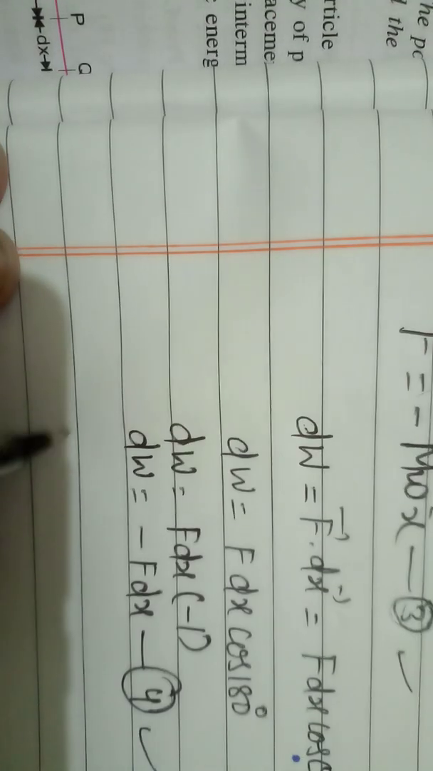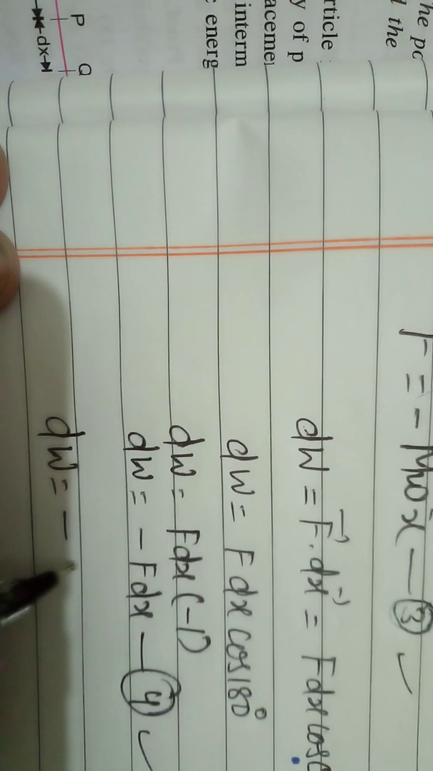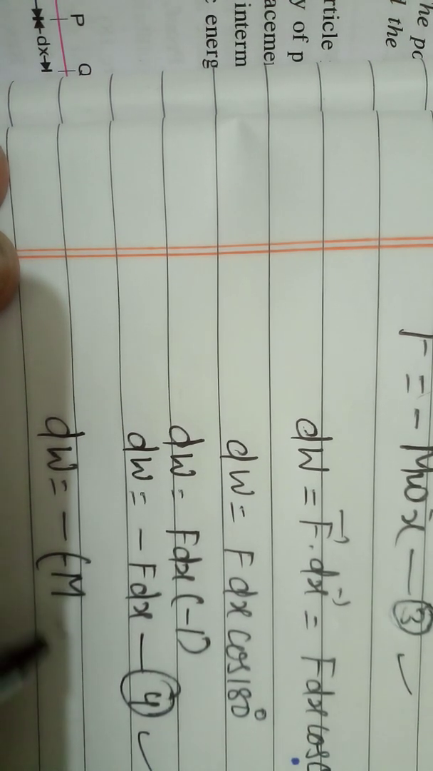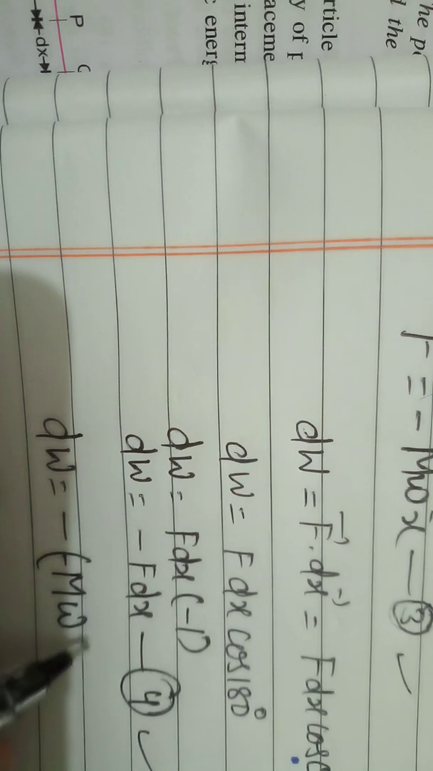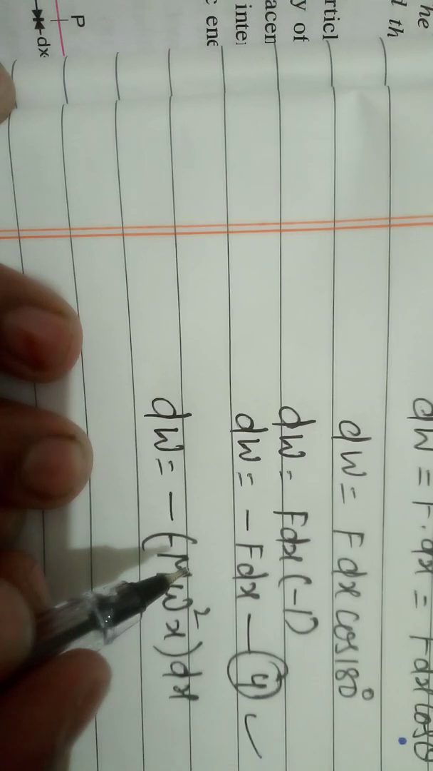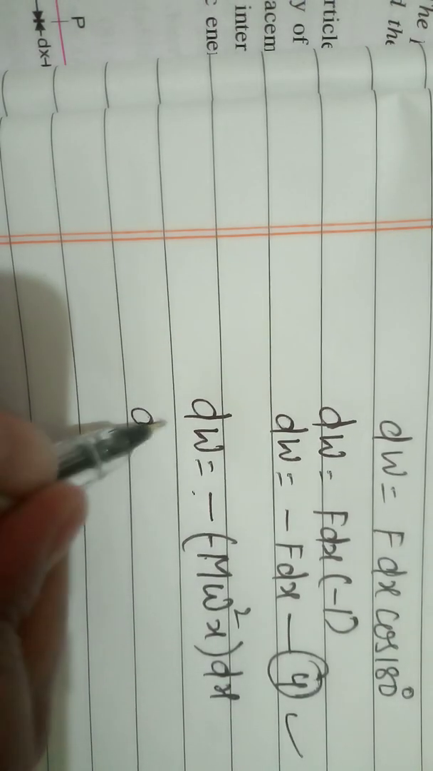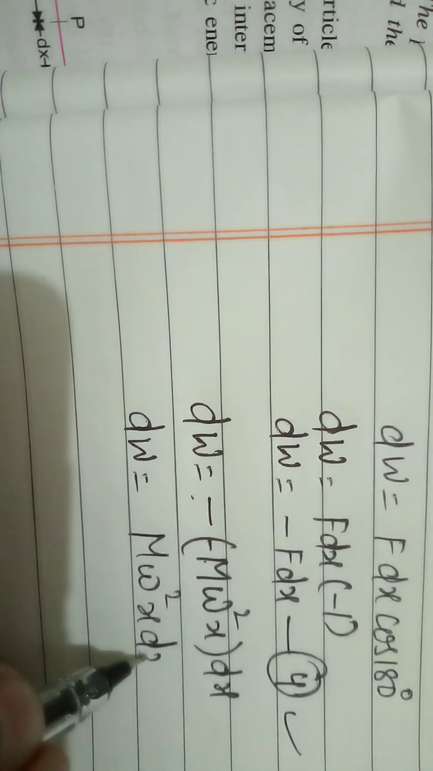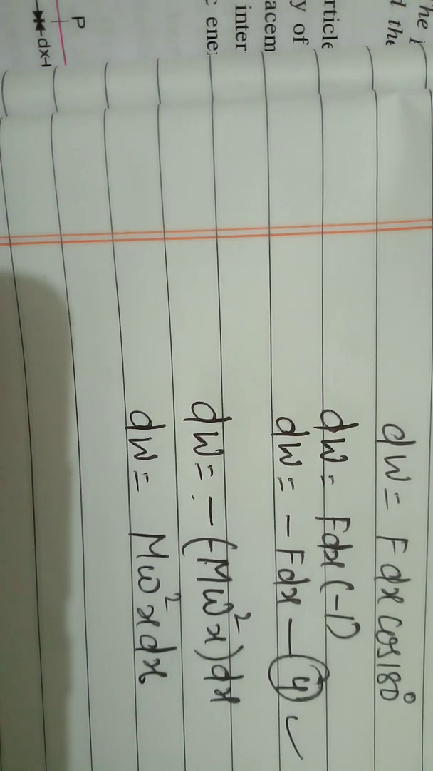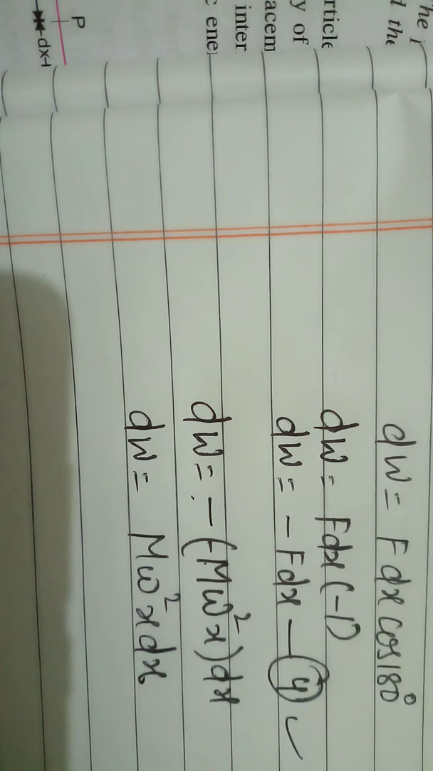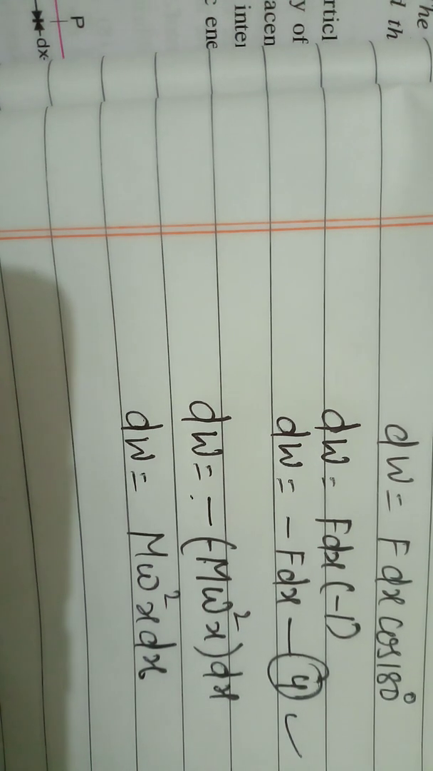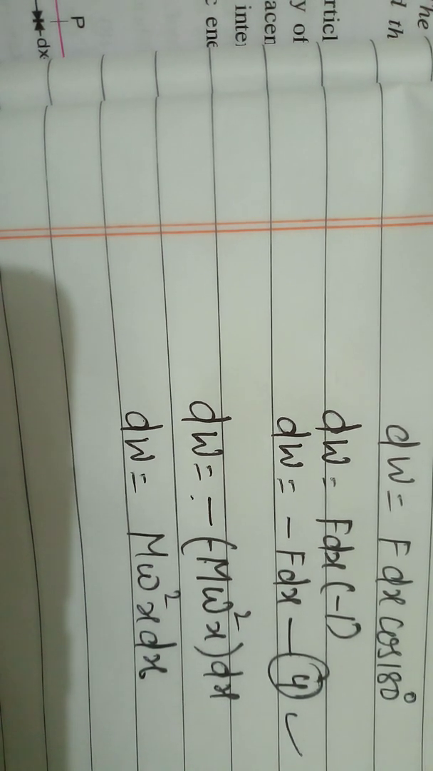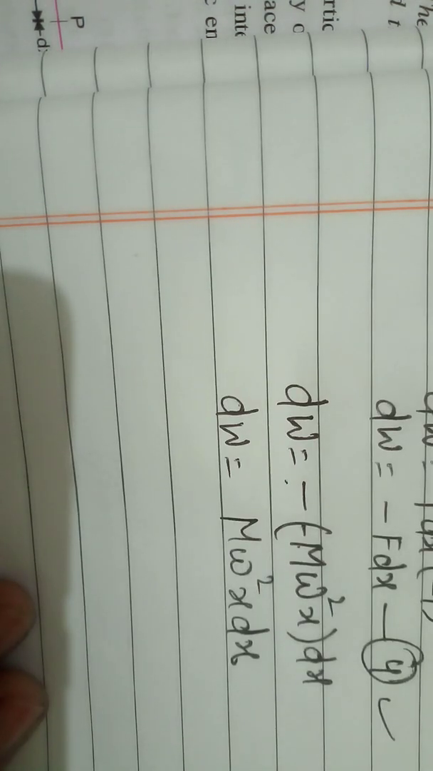So dW is equal to minus F dx, and this is equation number 4. Now put equation 3 in equation 4. So dW is equal to minus m times minus omega square x dx. Minus minus gives plus, so dW is equal to m omega square x dx, which is the value of the work done on the particle to displace it through a small distance dx.